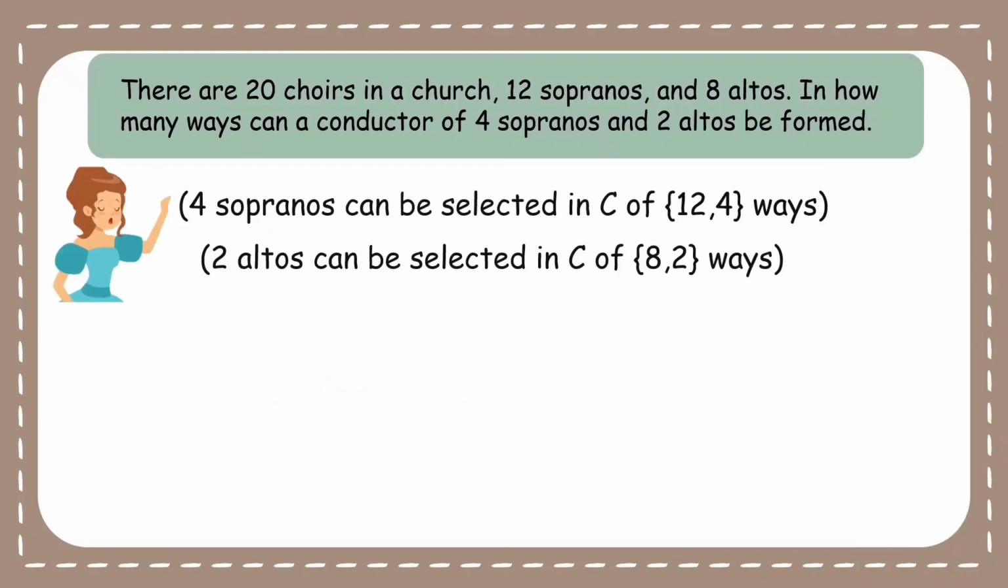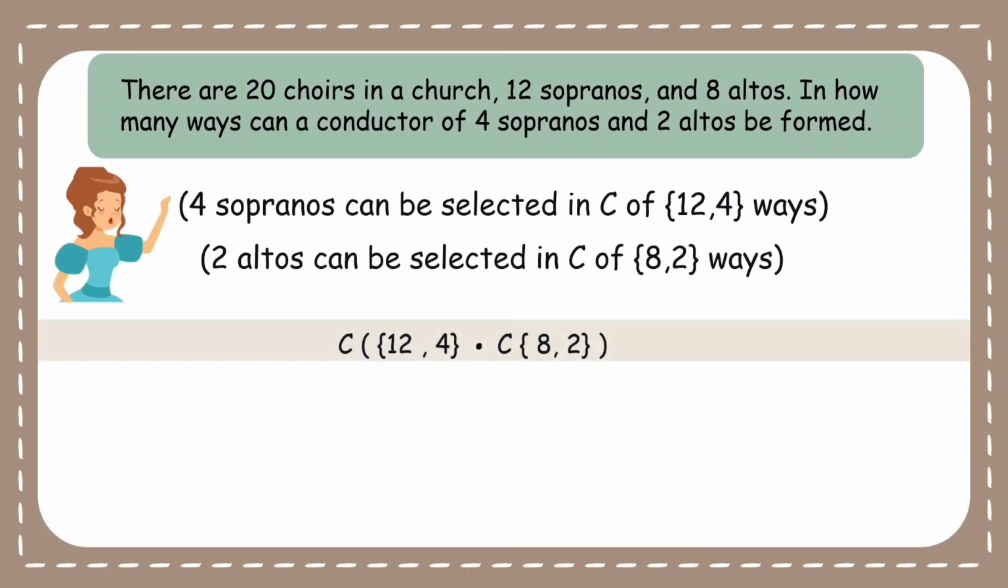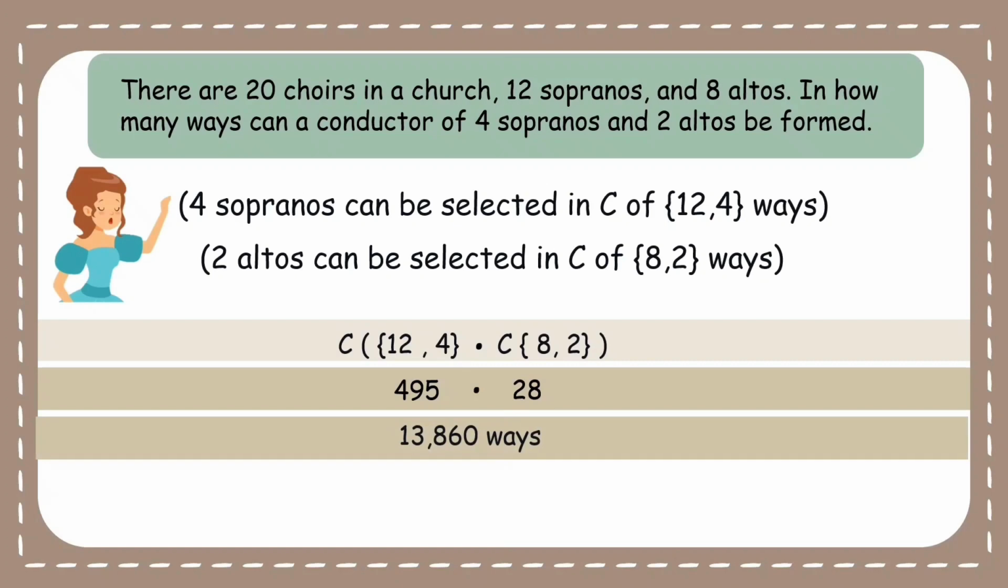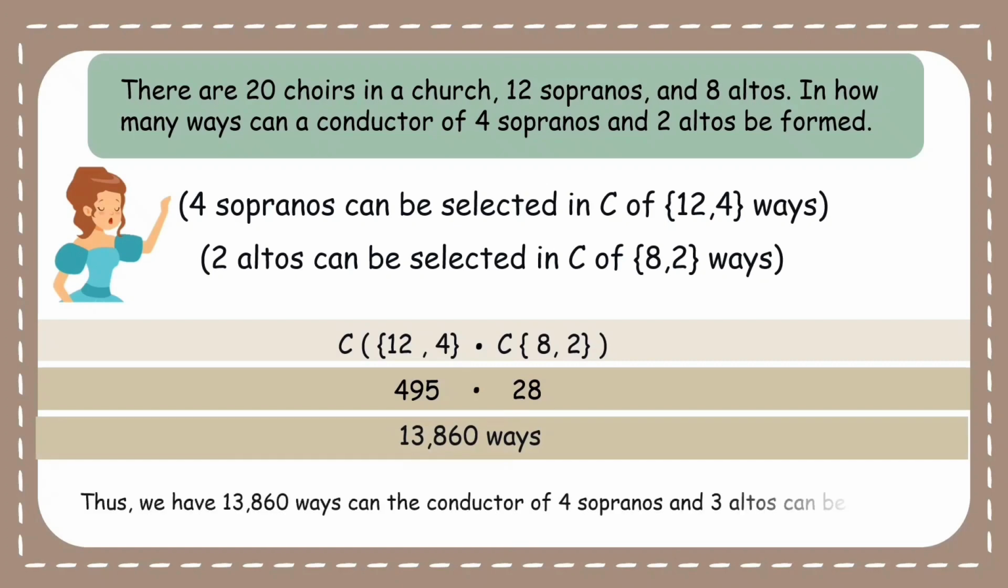Since we already have the values of the combinations of 12, 4 and the combinations of 8, 2, we can now substitute the given values. So, the combination 12, 4 is equal to 495 multiplied by the combination of 8, 2, which is equal to 28. 495 times 28 is equal to 13,860 ways. Thus, we have 13,860 ways the choir of 4 sopranos and 3 altos can be formed.